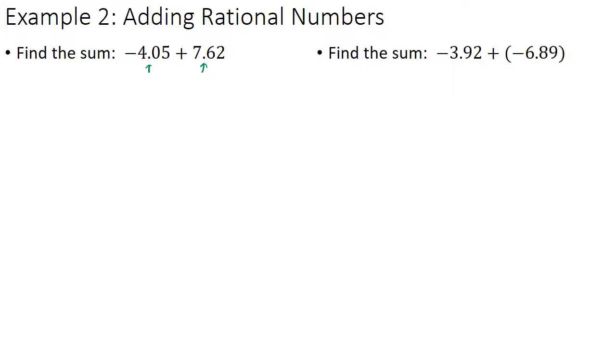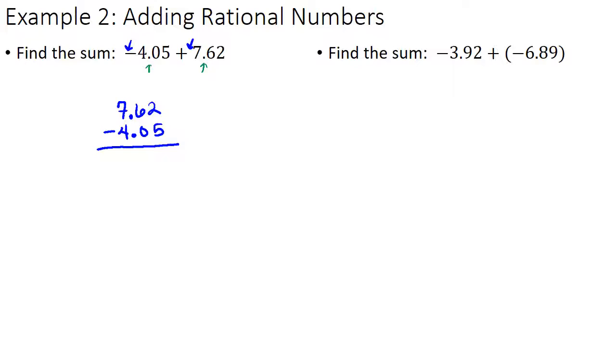So we look at this and we see that we have a negative plus a positive. So since they're different signs, what we're going to do is treat these as regular subtraction. We're going to take the smaller number away from the bigger number. So we're going to say 7.62 minus 4.05. Our decimals are lined up, which means all of our place values are lining up correctly.